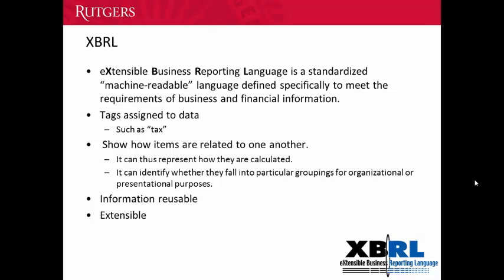Since XBRL shows how items are related to each other, it can represent how they are calculated and identify whether they fall into particular groupings for organizational or presentational purposes. The information in XBRL format is machine readable, so it can be used by various databases. And organizations can adapt it to meet a variety of special requirements. So that is why it's called extensible.